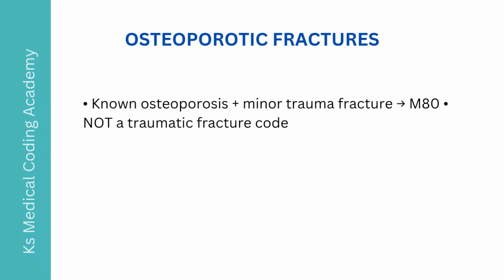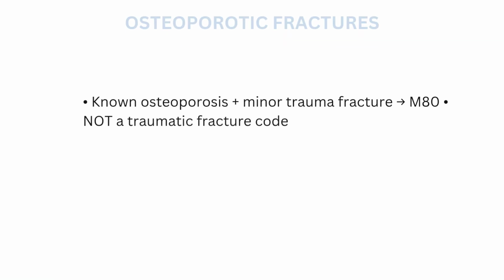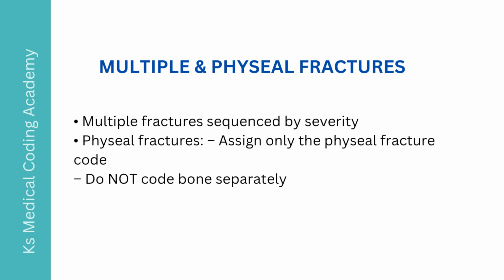Osteoporotic fractures. When a patient with known osteoporosis sustains a fracture from minimal trauma, assign a code from category M80, not a traumatic fracture code. Multiple and physeal fractures. Multiple fractures are sequenced by severity. For physeal fractures, assign only the physeal fracture code. Do not assign a separate code for the bone.